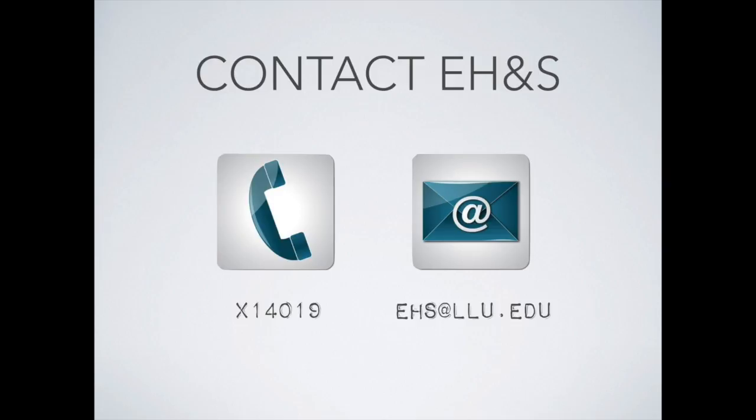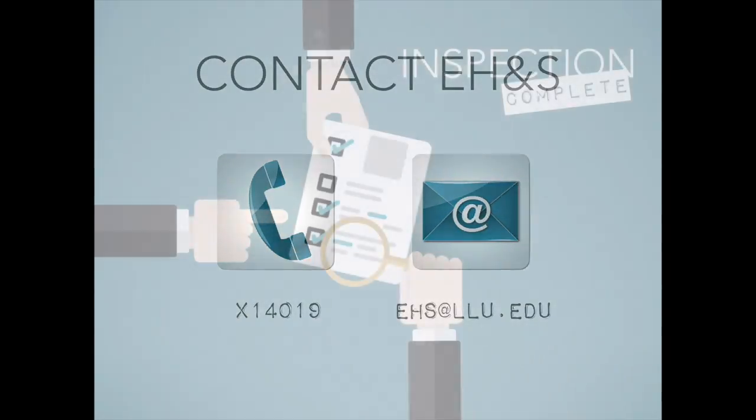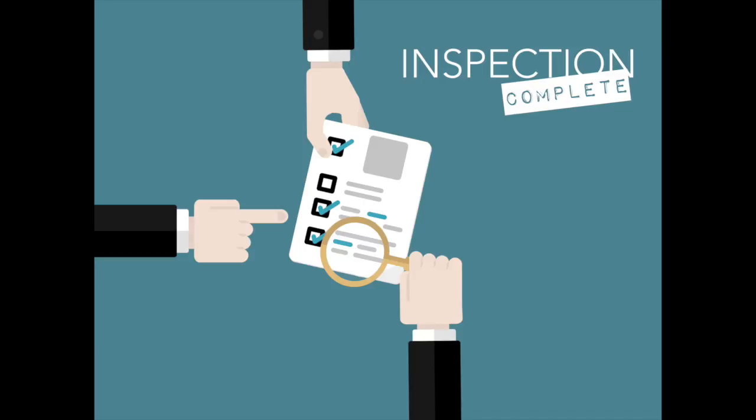We've included helpful instructions to identify what it means to be in or out of compliance. Not only that, but you should also feel at liberty to call us whenever you run into a problem or have difficulty understanding what can be done to remedy the deficiency. Environmental health and safety can be reached at extension 14019 or by email at ehs@llu.edu.